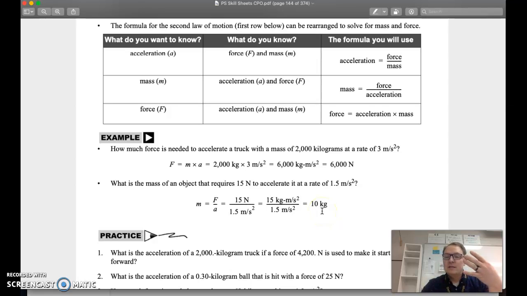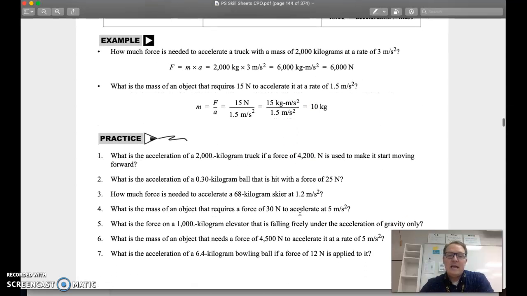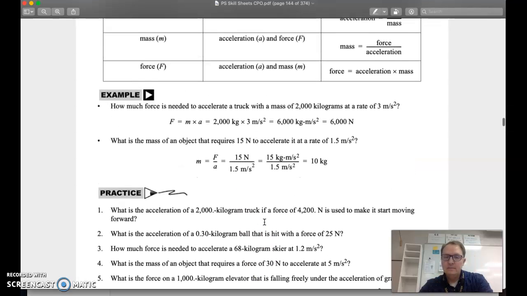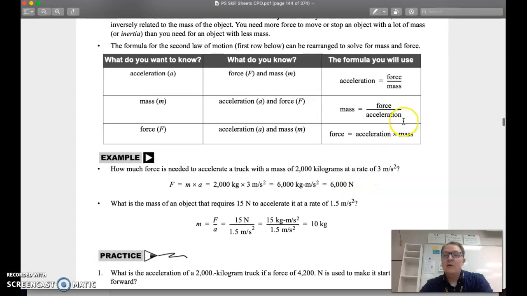Remember our four-step process. Figure out what you are solving for, what's the equation that goes with it, plug and chug, okay? And then find the correct label or unit at the end. This is posted in Canvas as a CAMI assignment, so go ahead and get in there and work through these using the four-step process and Newton's second law arranged in these three different ways. Good luck.